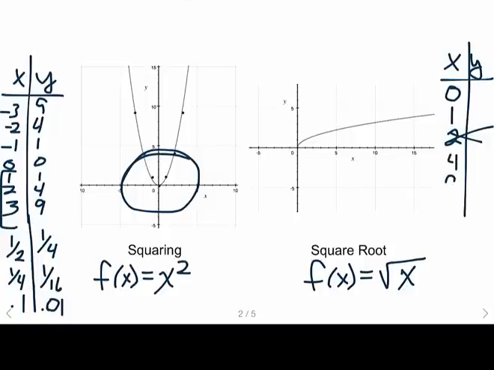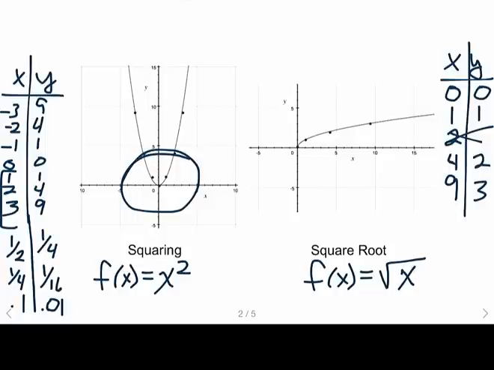4 is a perfect square, 9 is a perfect square. These seem to be good inputs for a square root function. Square rooting 0 gives me 0, 1 gives me 1, 4 gives me 2, 9 gives me 3, and that corresponds to roughly these dots here. It's a little bit hard to be perfect with the stylus, but you kind of get the idea there.